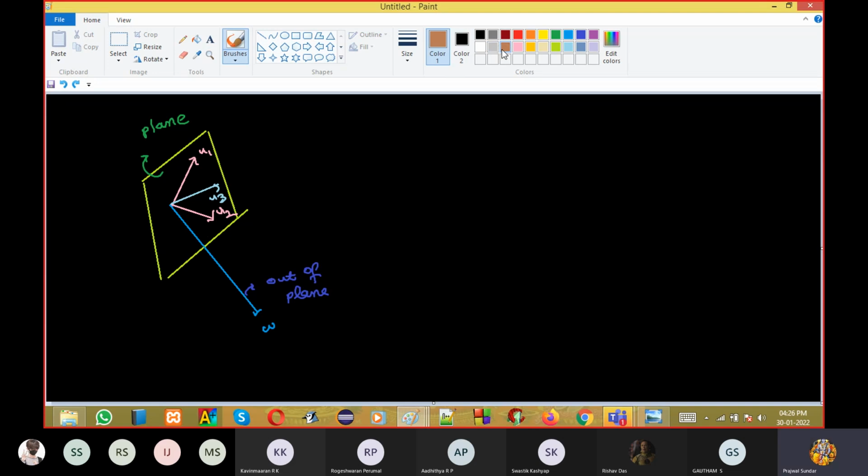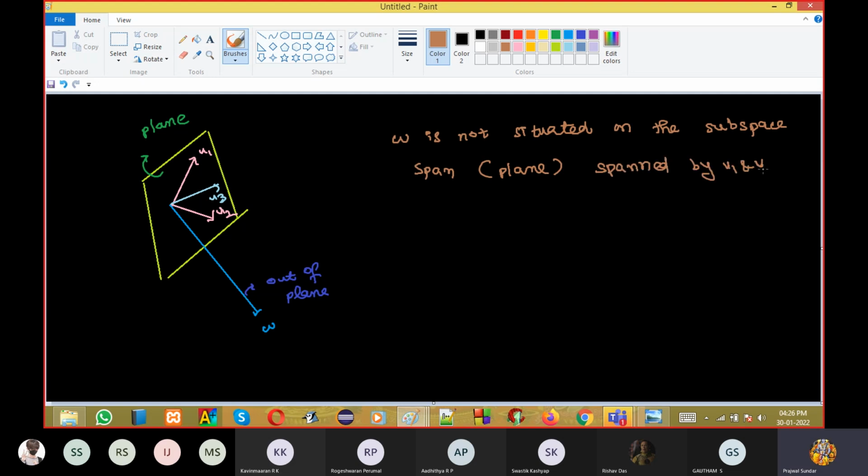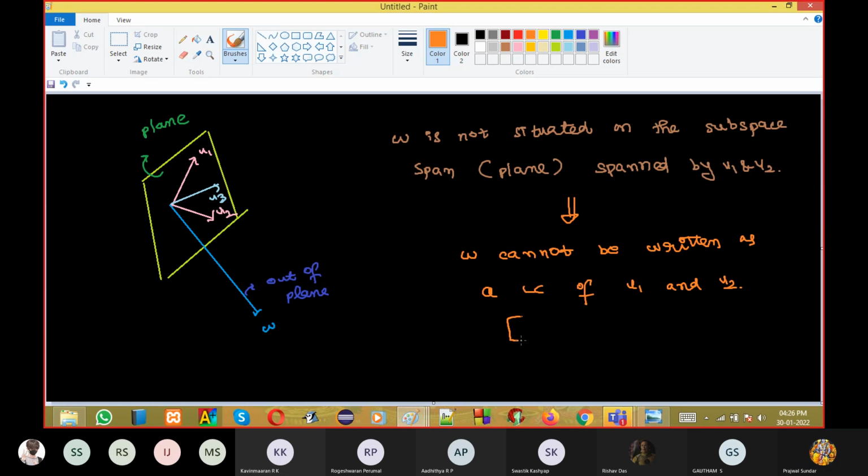Can I go to the next question? Write some theory also. W is not situated on the subspace span. All these technical terms you should understand. Subspace span, which is a plane spanned by U1 and U2. As a result, W cannot be written as a linear combination of U1 and U2. U3 is redundant.